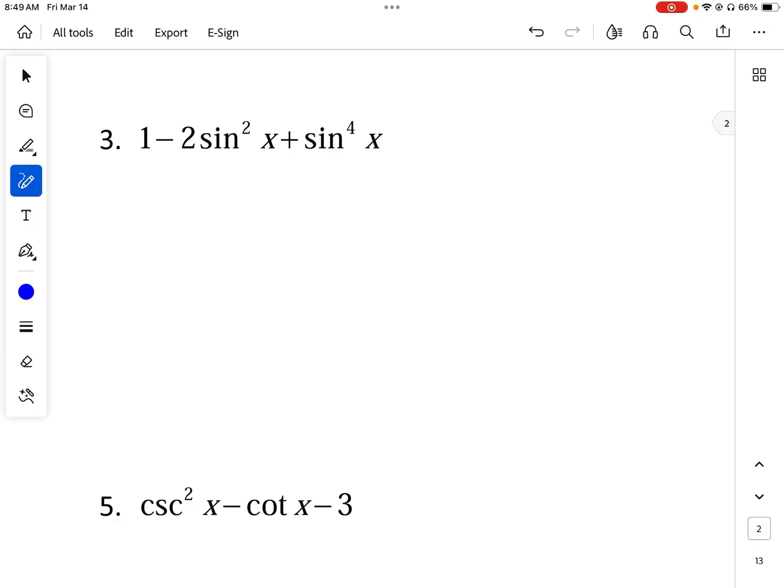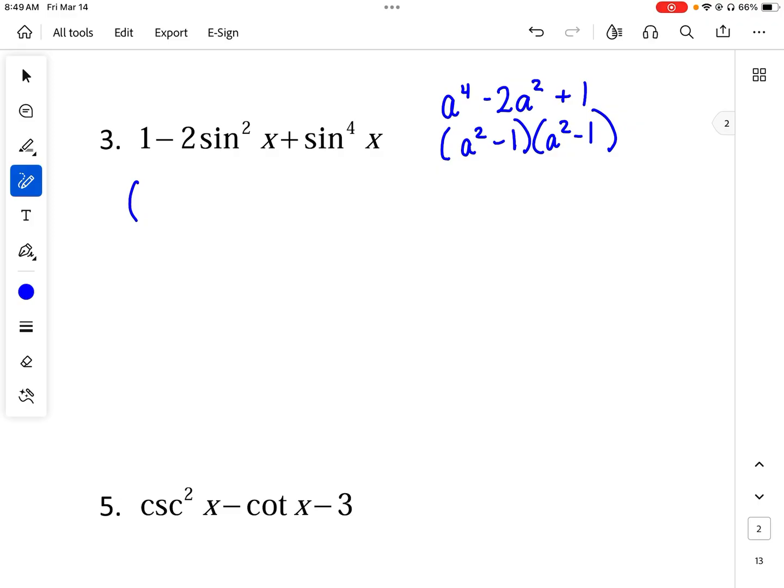Okay, let's look at number 3. 1 minus 2 sine squared x plus sine 4th x. Okay, so if I rearrange it, this would be like a to the fourth minus 2a squared plus 1. Okay, and whenever we factor this, we get like a squared minus 1 and minus 1. So we can do that here.